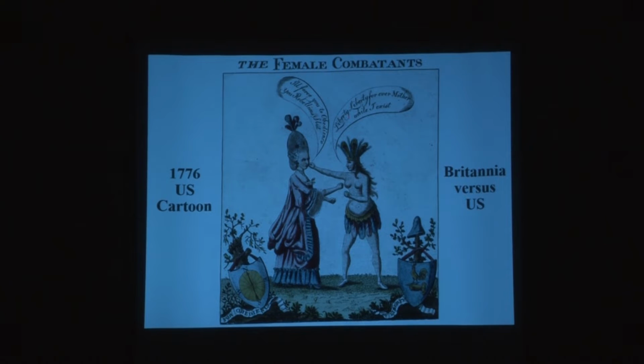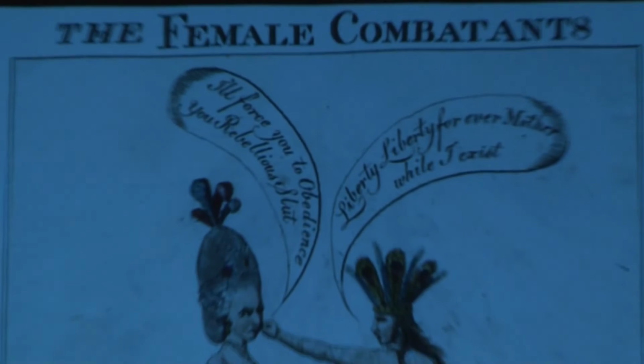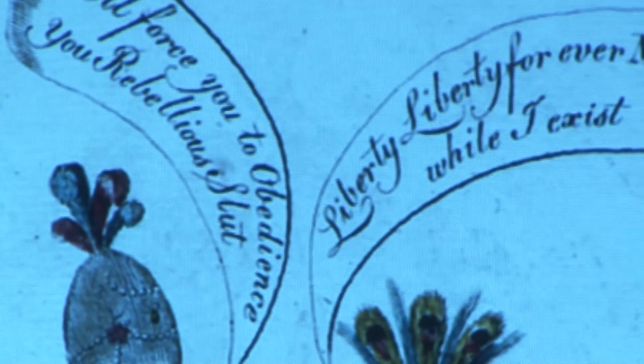And if we read the captions, America is saying, "Liberty, liberty forever, mother, while I exist." And Britannia is saying, "I'll force you to obedience, you rebellious slut." It actually says slut. Right. Britannia is calling America a slut. All right. This is the imagery that they're mining for what's on the coins. And like I said, it does not pull any punches. And you're going to see that again in the next image.